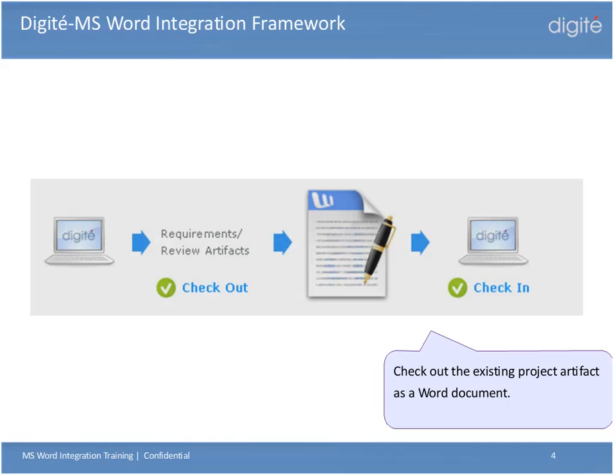So this is the Word check-in checkout, or Word integration framework. It's pretty simple. As you can see, you can check out the document and you will get a Word output. You can modify it or add a new requirement, and edit the existing requirement. Once the changes are done, you can check the requirement back in to Digite.